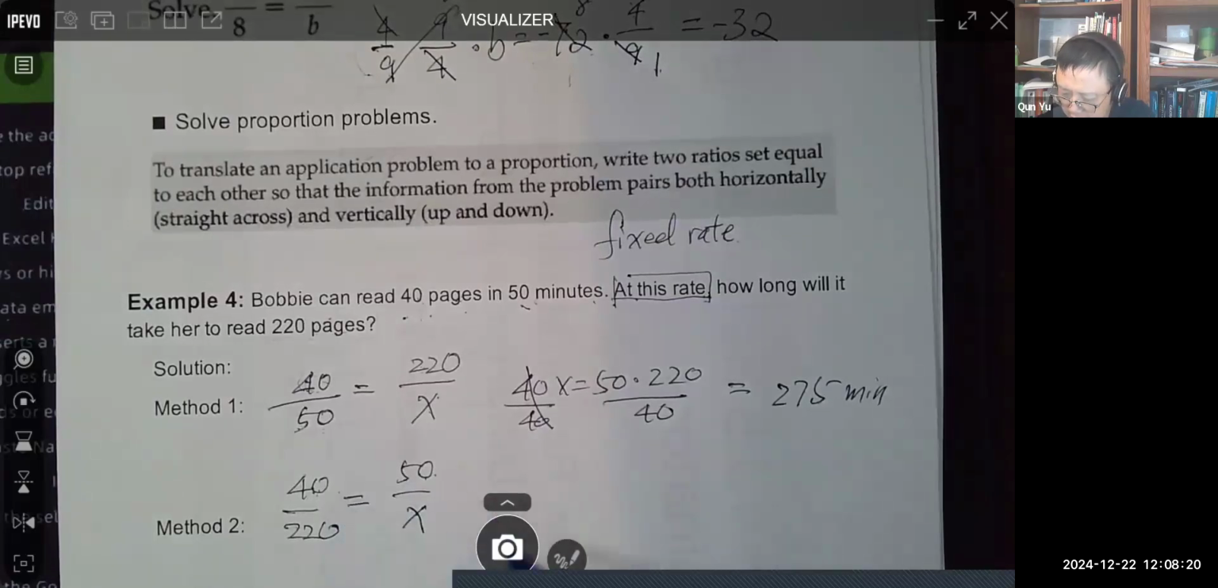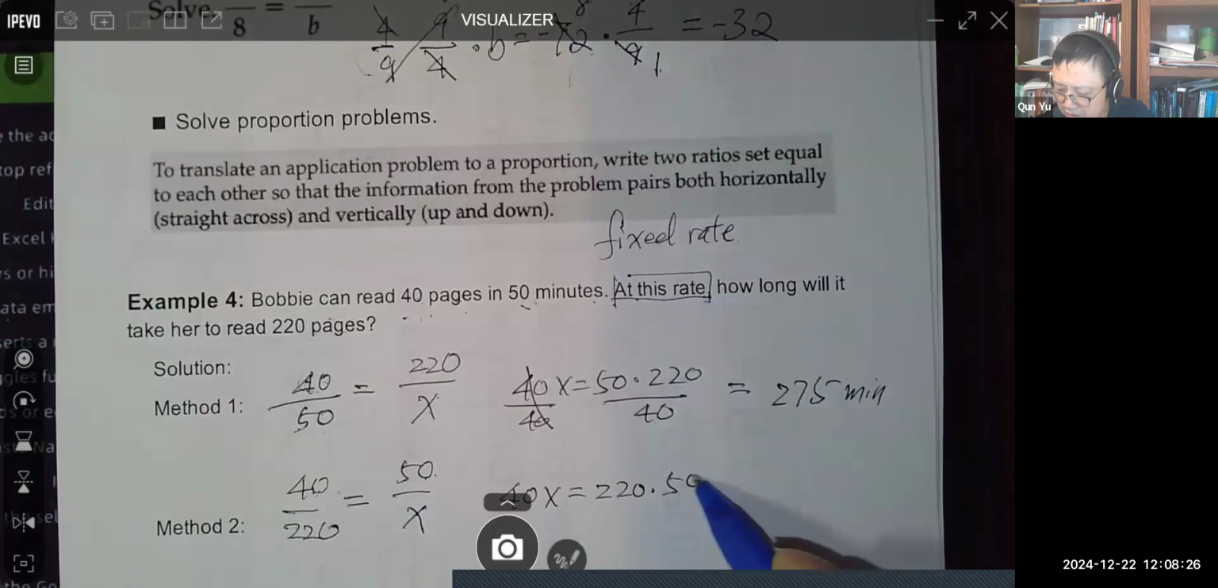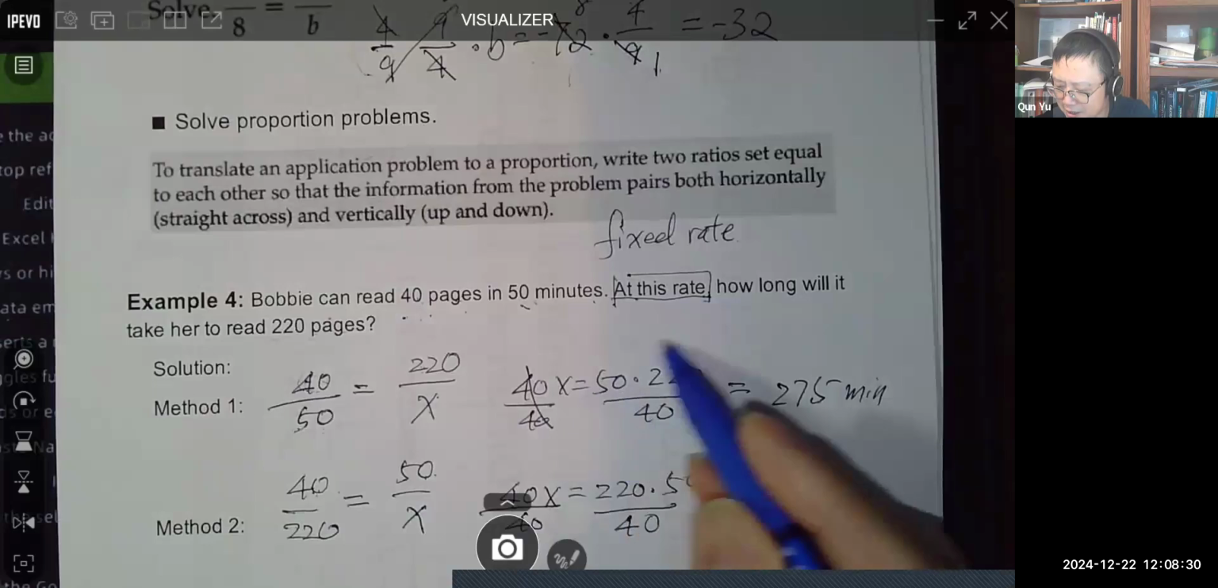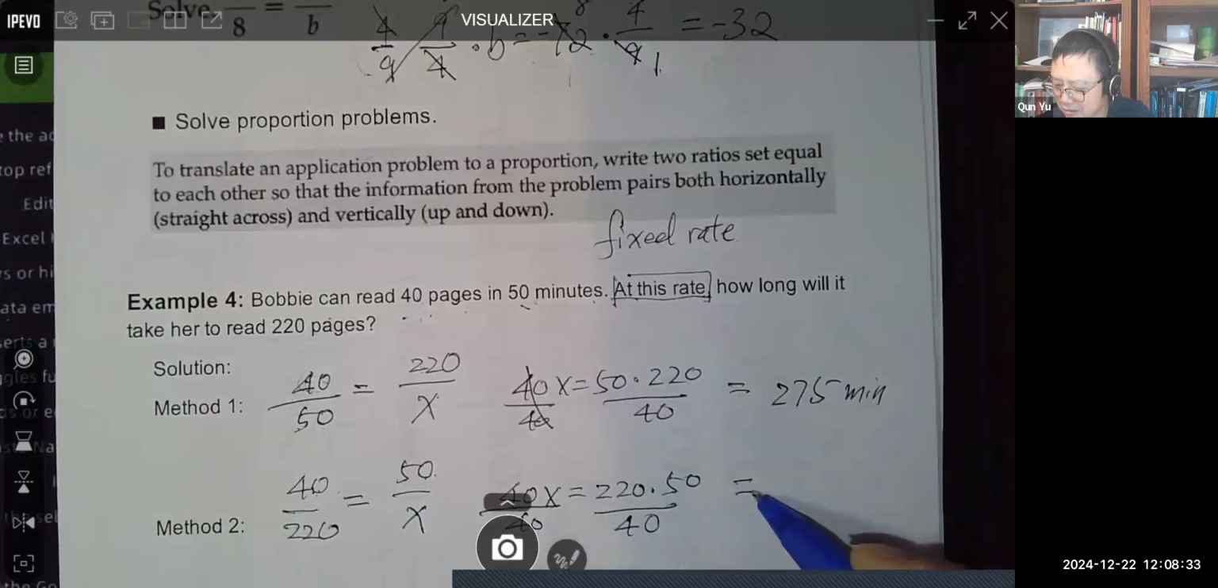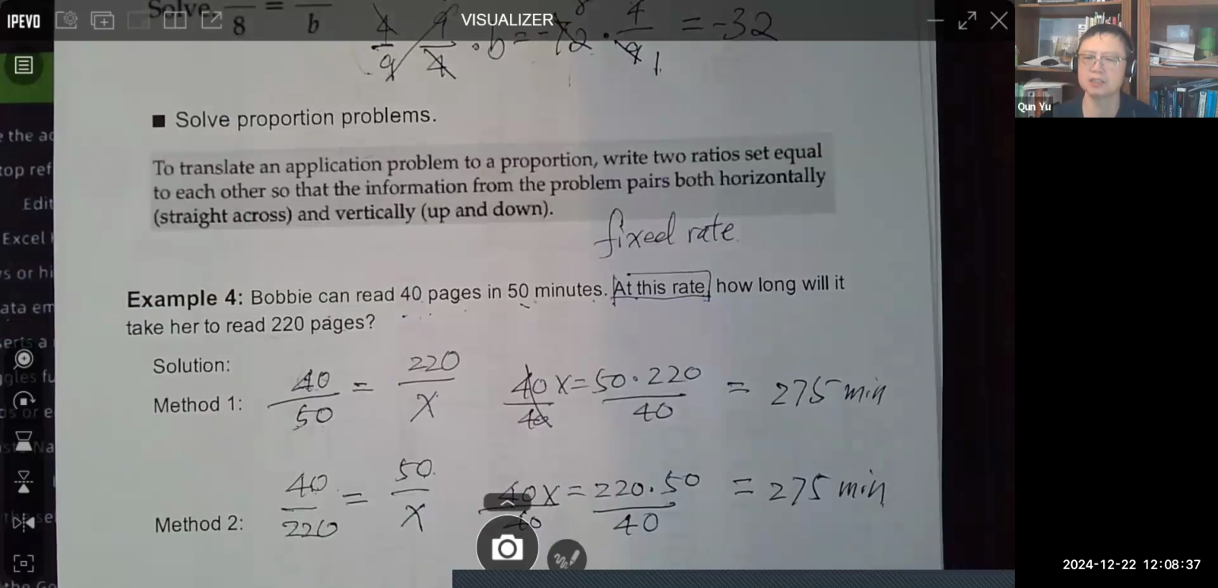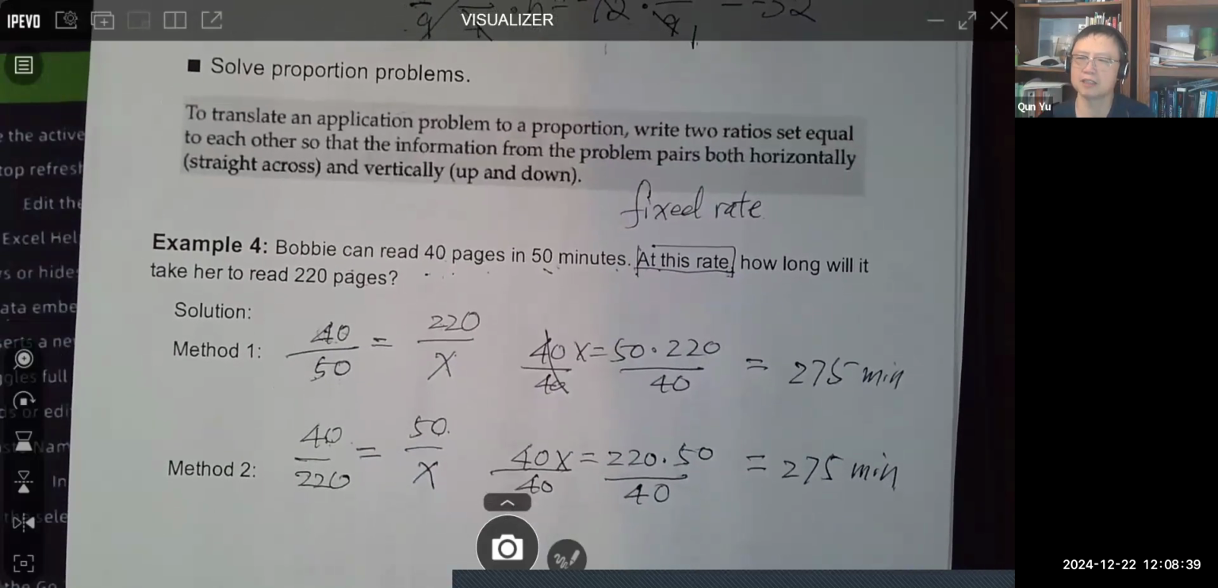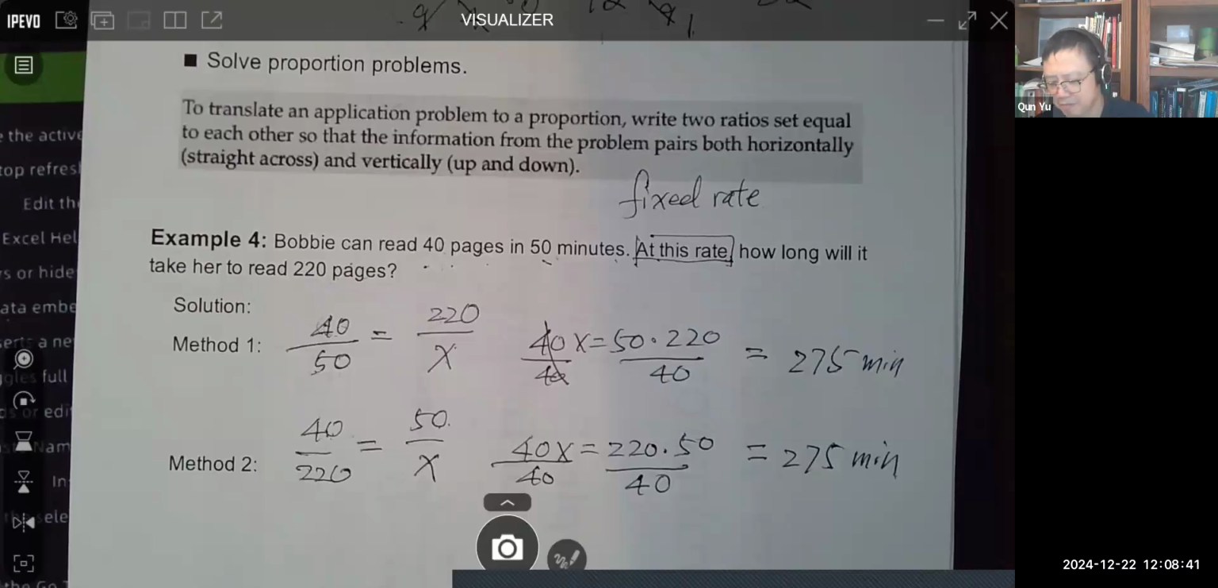Now let's do cross multiplication. 40x equals 220 times 50. We divide by 40 on both sides. Look at this. They're exactly the same. The 275 minutes. That's how you set a proportion after you identify you have a proportion problem.